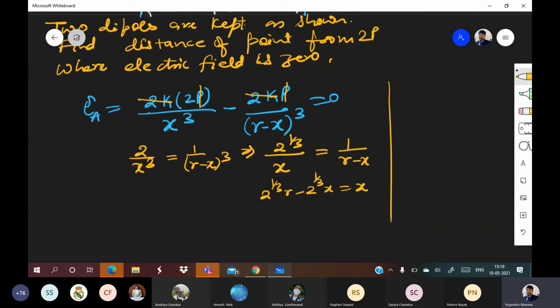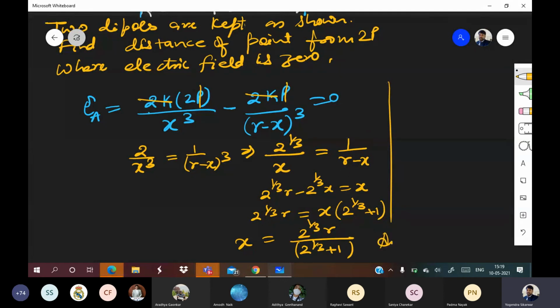That will give you 2 to the power 1 by 3 r is equal to x common, 2 to the power 1 by 3 plus 1. So x is equal to 2 to the power 1 by 3 into r upon 2 to the power 1 by 3 plus 1. That's the answer we are getting today, everyone.